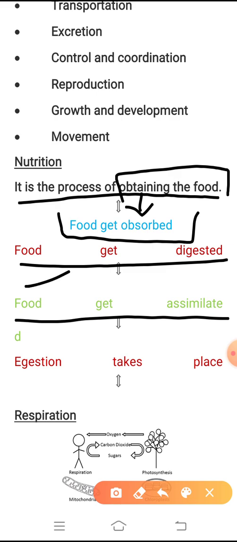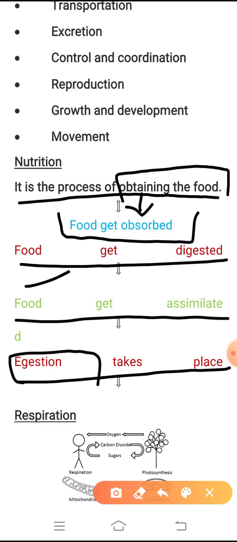Once the energy is released inside the body, after the digestion and assimilation processes, there are some things which are not used by the body and are removed. So under nutrition, after assimilation, egestion takes place. What is meant by egestion? Egestion means removing the unwanted food or unwanted products from the body. So it comes under nutrition. Hope you understood. Very briefly, I have explained nutrition. In detail, we are going to study in our next slide.